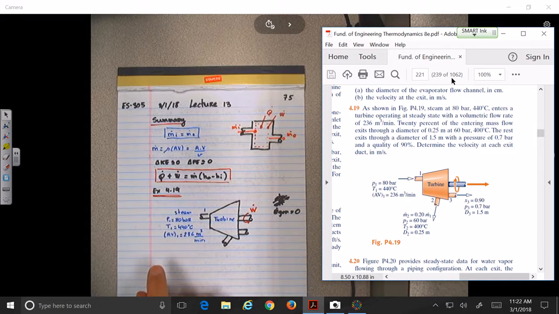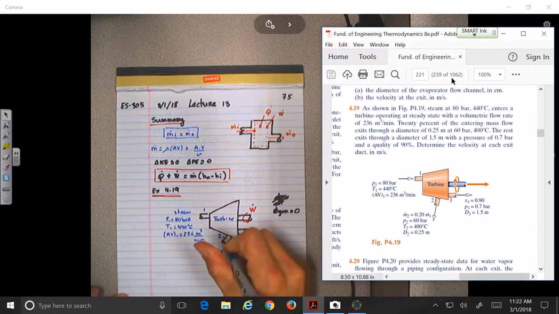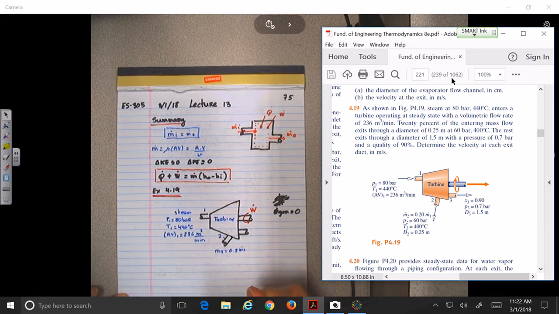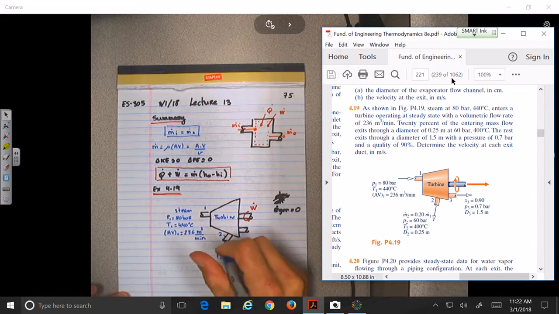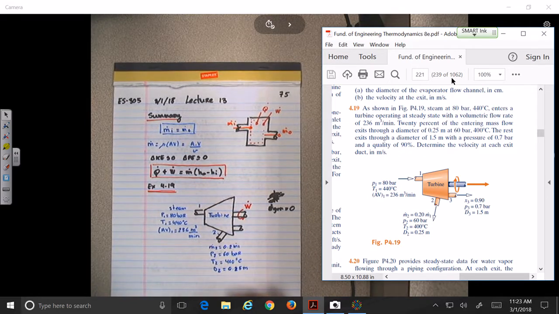So what do they say? 20% of the entire mass flow exits through a diameter of 0.25 meters at 60 bars and 400 degrees Celsius. I guess that's exit 2. We know that 0.2 of m1 exits at P2 equal to 60 bar, T2 equal to 400 degrees Celsius, and the diameter D2 is 0.25 meters. The rest exits through a diameter of 1.5 meters.